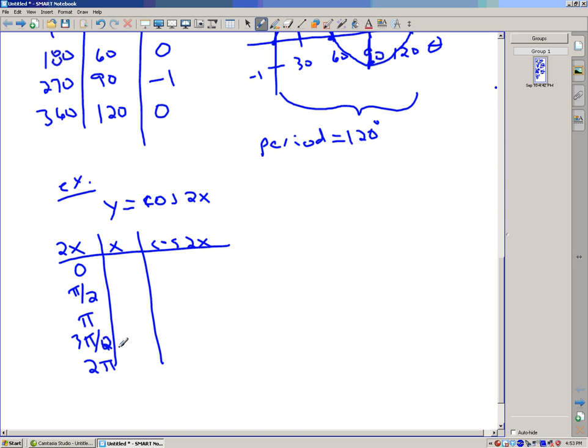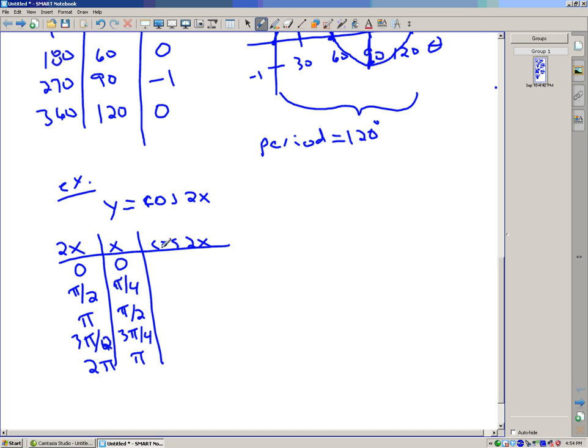Alright, so if 2x is 0, then x is just 0. And if 2x is pi over 2, then x is pi over 4. If 2x is pi, then x is pi over 2. And then we have 3 pi over 4, and then we just have pi.